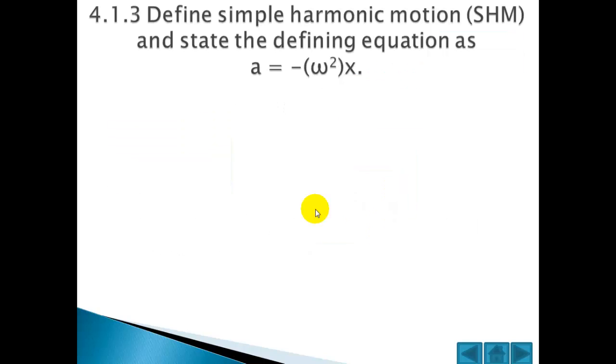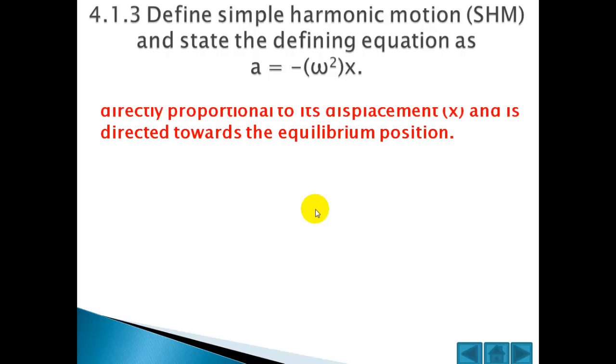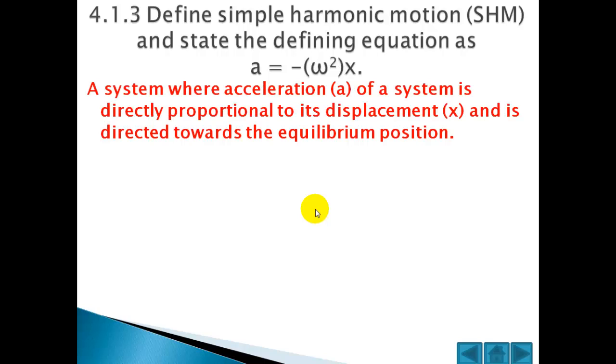Defining simple harmonic motion. This is the key equation for this topic. The equation is a equals negative omega squared x. So a system is in simple harmonic motion if the acceleration is directly proportional to its displacement and is always directed towards the equilibrium position. And this is the equation, and we'll define the terms here.